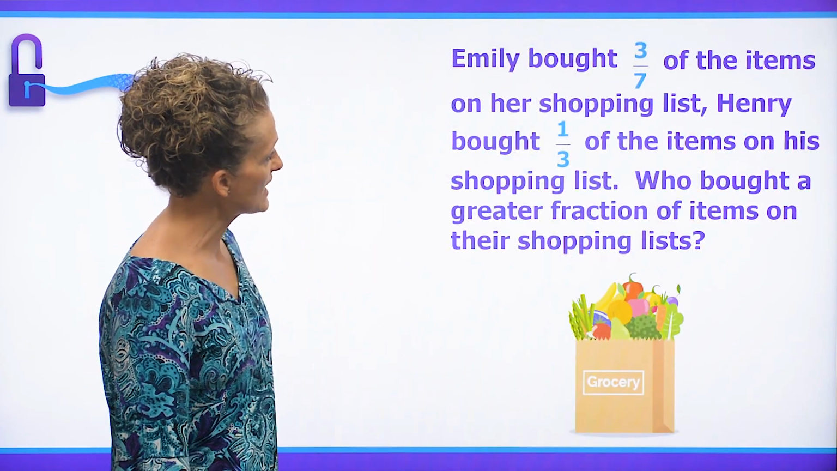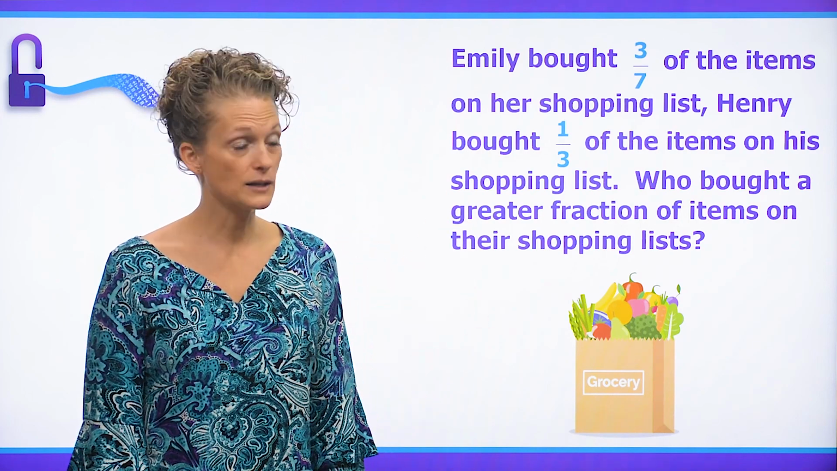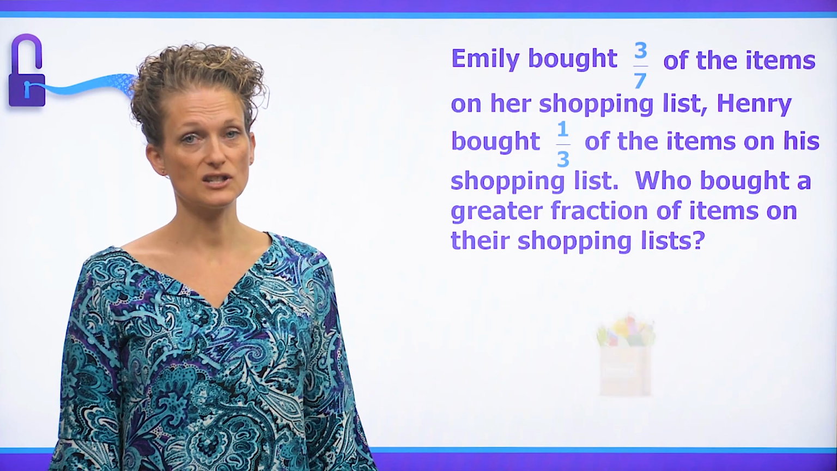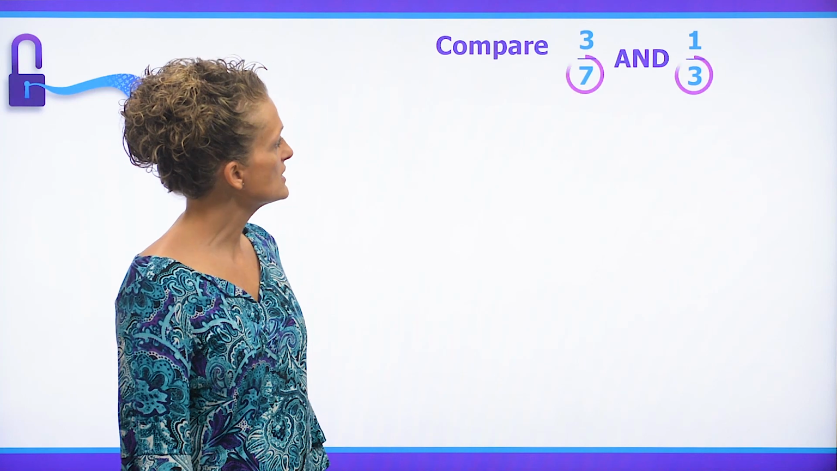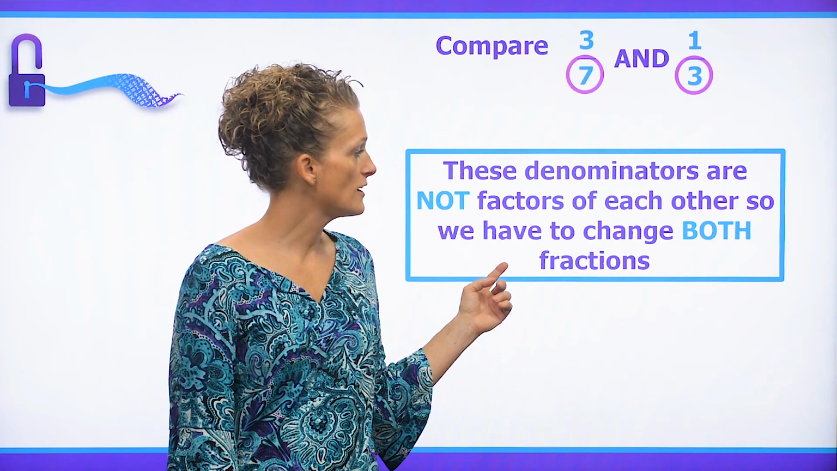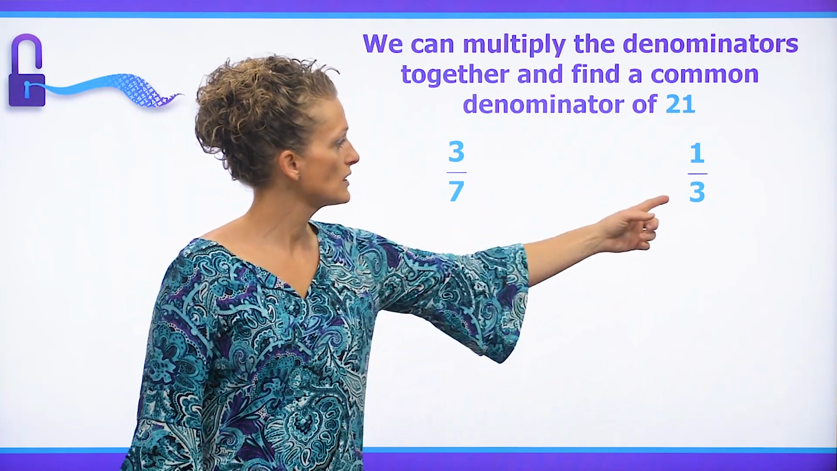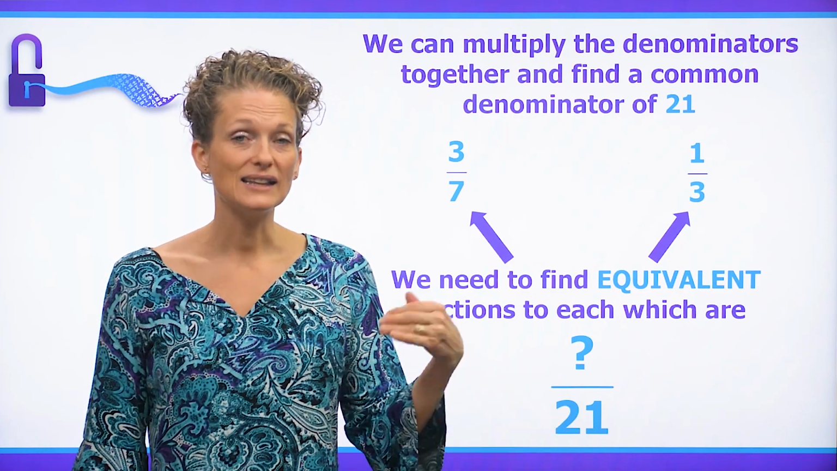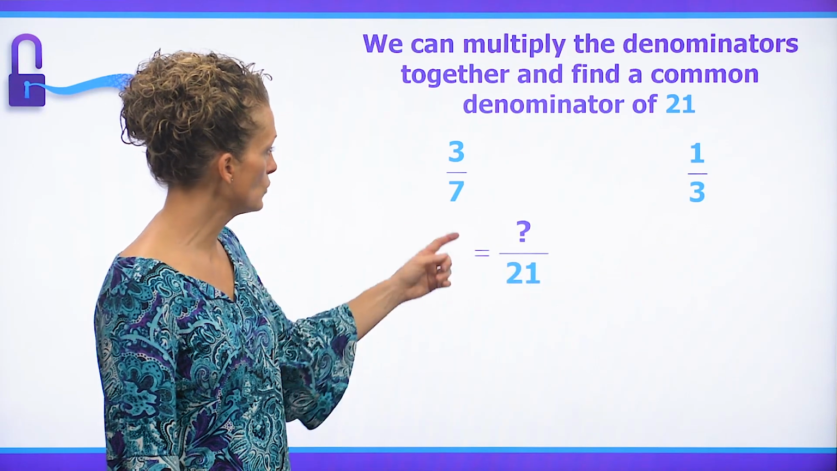Now, Emily bought 3/7 of the items on her shopping list, and Henry bought 1/3 of the items on his shopping list. Who bought a greater fraction of the items on their shopping list? So we have two fractions, and we want to know which one is greater. We have to compare those two, and we can see that they have different denominators, so we need them to be the same. Again, since they're not factors of each other, we have to change both fractions. So 7 and 3, the easiest way is to multiply those denominators together to get 21, and that is now a common denominator.